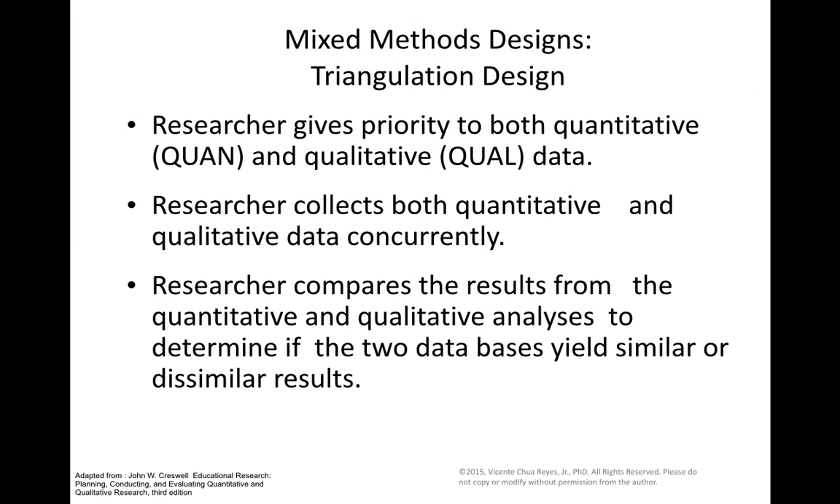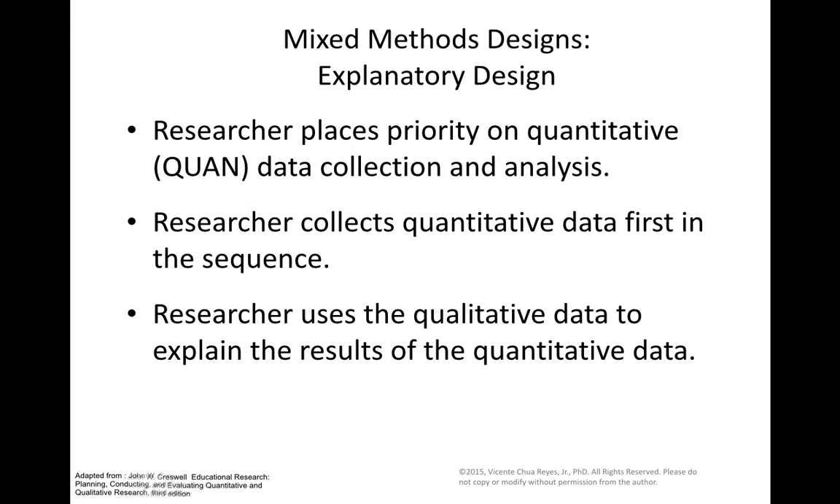Mixed methods follow a triangulation design. So the researcher gives priority to both quantitative, uppercase QUAN, and qualitative, uppercase QUAL. The researcher collects both quantitative and qualitative data concurrently, and then the researcher compares the results from the quantitative and qualitative analysis to determine if the two databases yield similar or dissimilar results. Triangulation design.